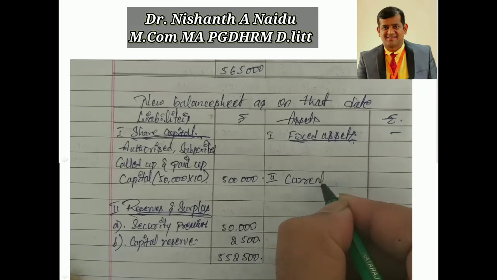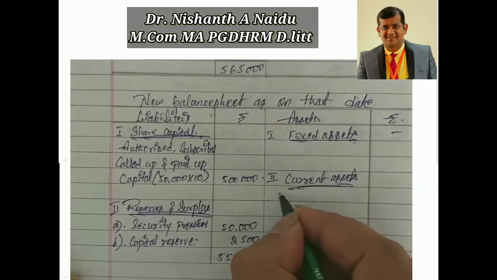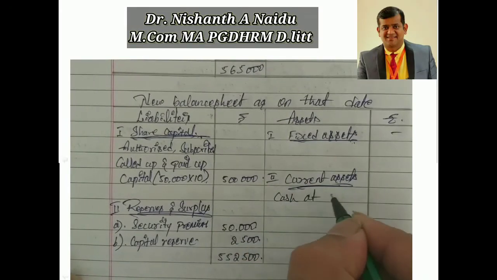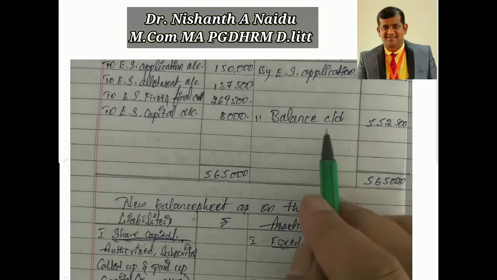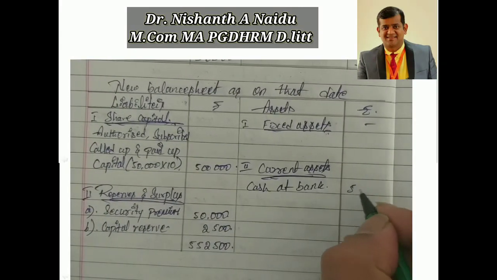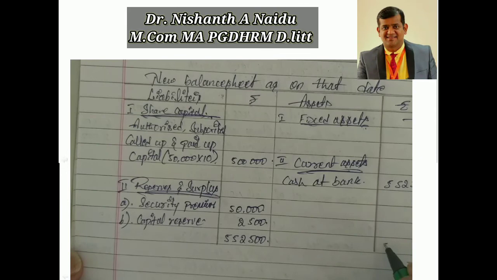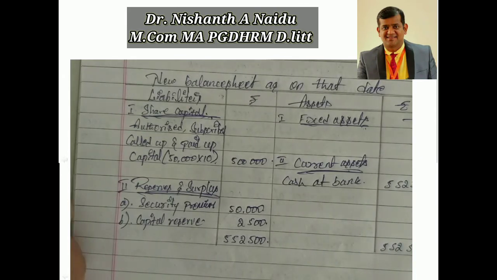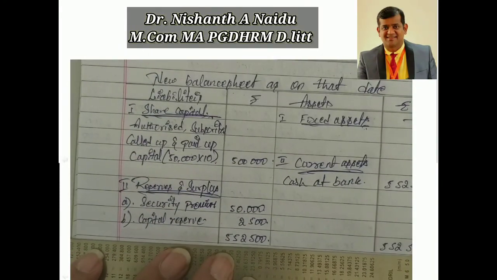Then second main is current assets. So under that we have only cash at bank. So cash at bank is the carried down of bank account, that is 5,52,500 rupees. So both the side total 5,52,500. So problem got tallied. So we are done with this problem.